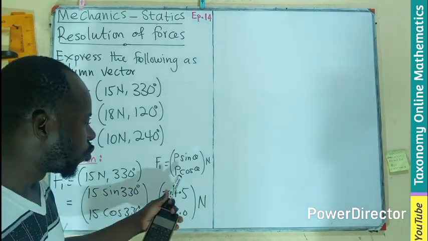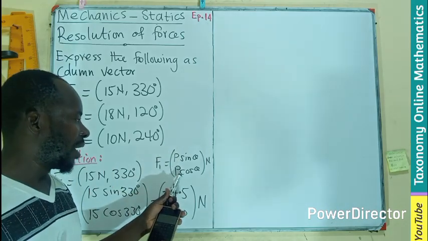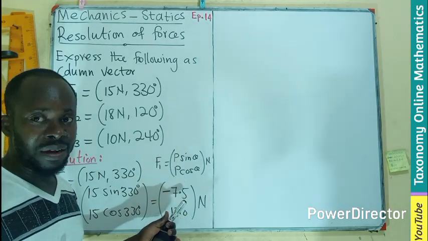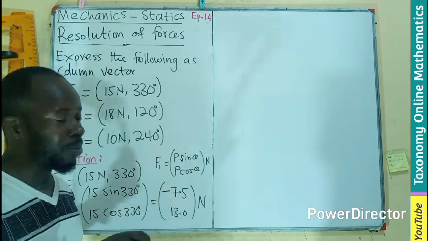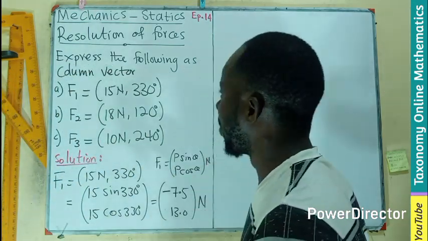Remember, we can also use P cos alpha over P sine alpha. If you watched the last episode, you should be able to do that. But I'm sticking to this formula.